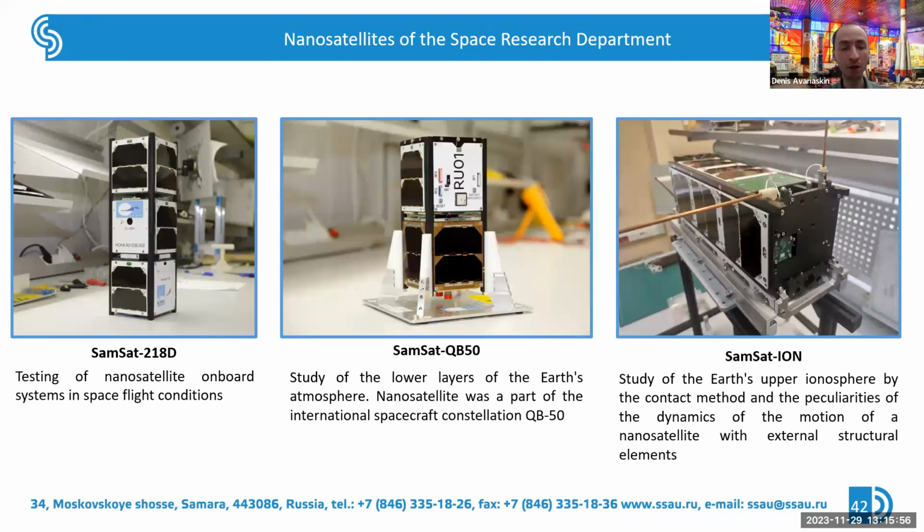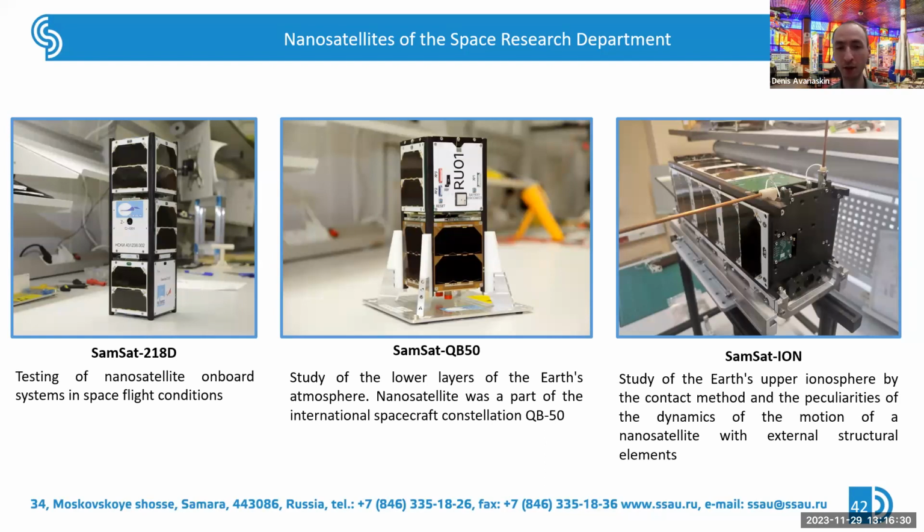And here are the satellites that we have already made. The first one is SAMSAT 218D. SAMSAT stands for Samara satellites. So all our nanosatellites are called SAMSAT, like Samara satellite. The first one was launched in 2016, 8 years ago. The second one is part of the international project QB50.